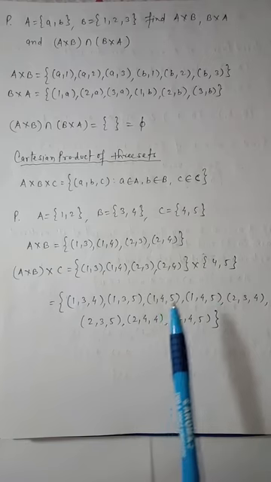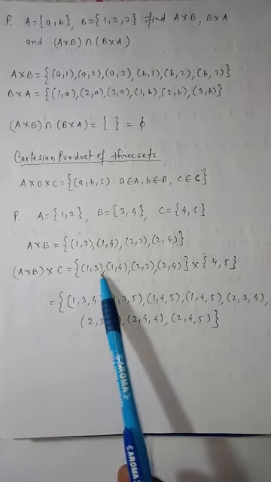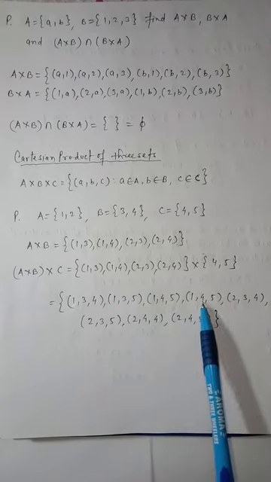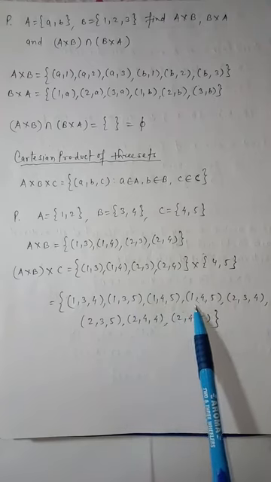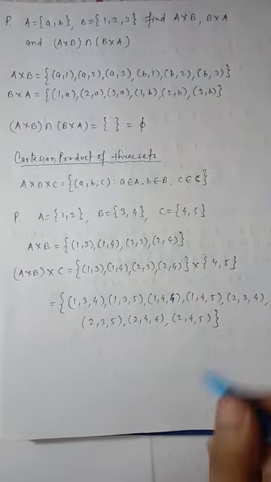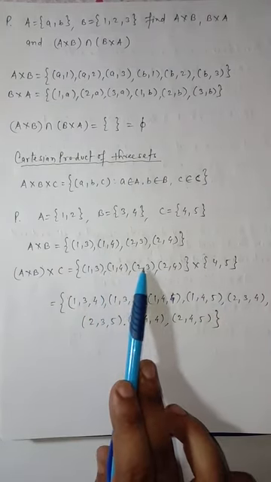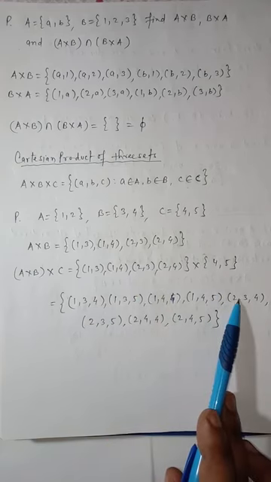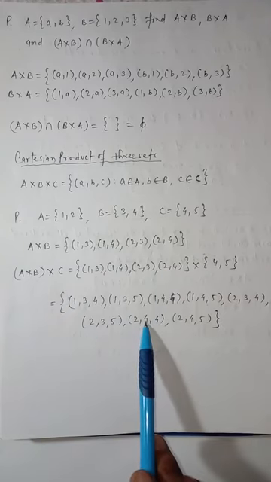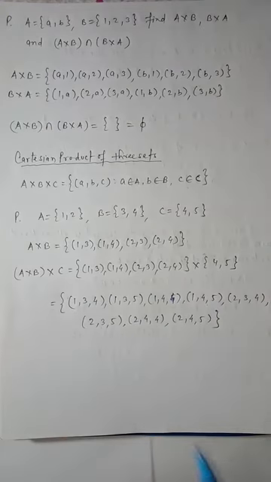Again start making the pairs. So it will become 1 3 4, 1 3 5. Similarly 1 4 4. Yes, please correct. It is 1 4 4, 1 4 5. Finally 2 3 4, 2 3 5, 2 4 4, and 2 4 5. So this is A cross B cross C.